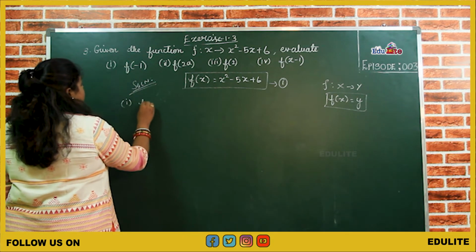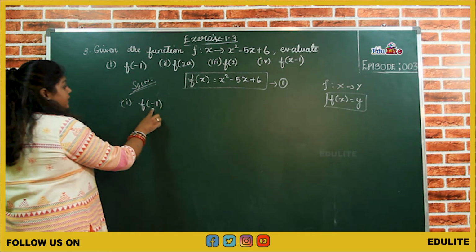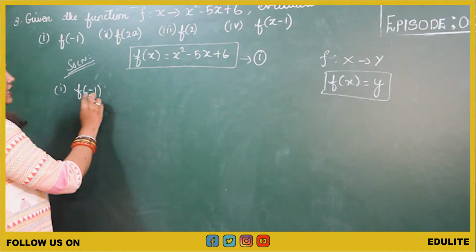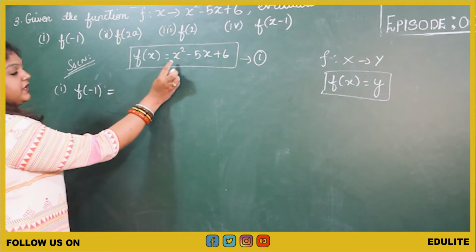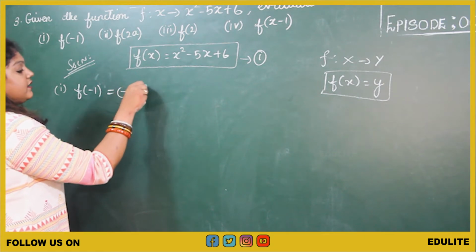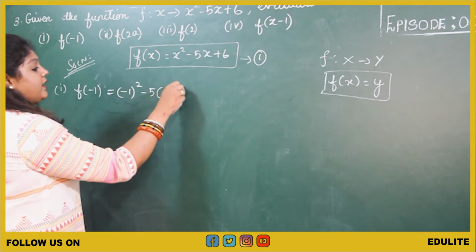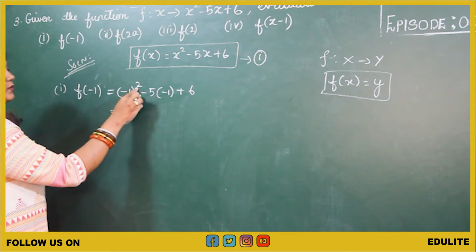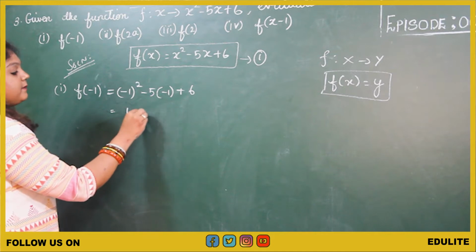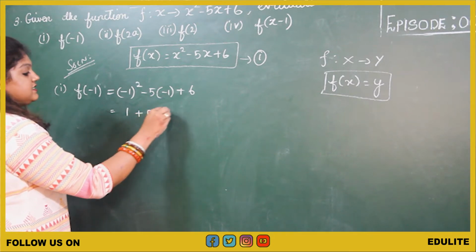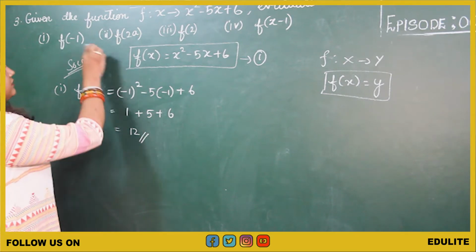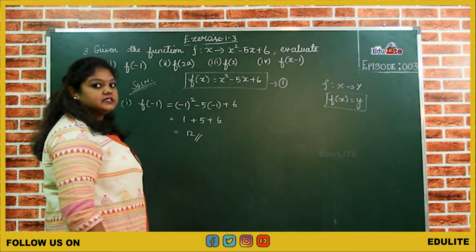First one is f of minus 1. f of minus 1 means in place of x we have to substitute minus 1 on both sides. So, f of minus 1 equals, substituting minus 1 for x in this equation, minus 1 squared minus 5 into minus 1 plus 6. Minus 1 square is minus 1 into minus 1, which is plus 1. Minus into minus becomes plus, 5 into 1 is 5. Plus 6: 1 plus 5 is 6, 6 plus 6 is 12. So, for the first subdivision f of minus 1, the answer is 12.